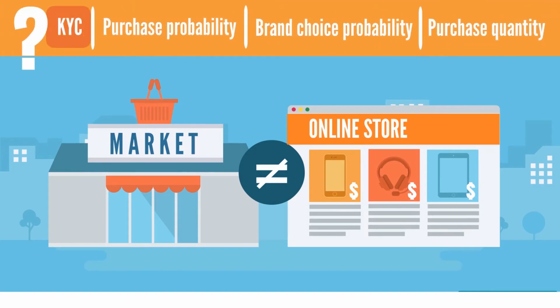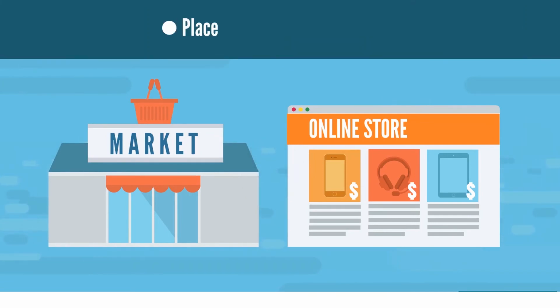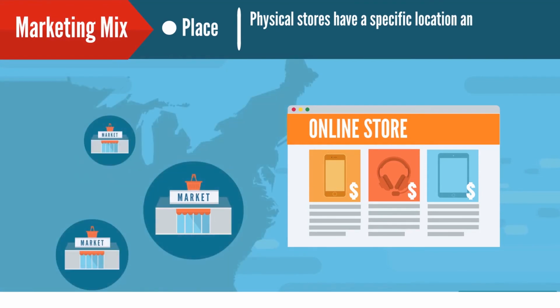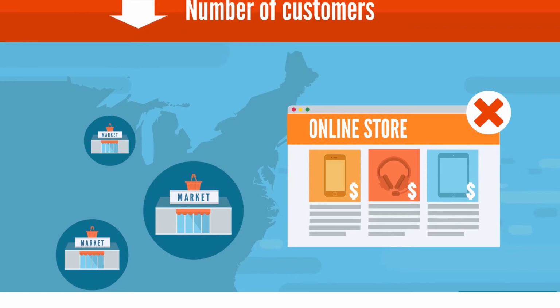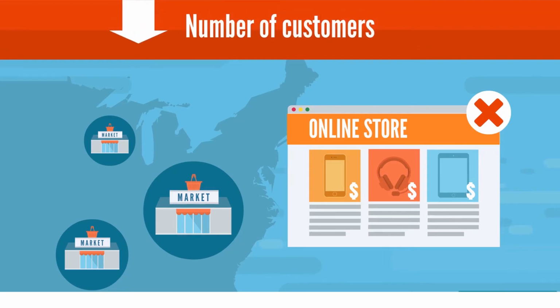First, who are the customers and what customer segments are there? Well, first and foremost, the biggest difference pertains to the place component of the marketing mix. Physical stores have a specific location and online stores do not. This means that, as marketing data scientists, we shall expect to see a much lower number of customers shopping at a particular physical store than at an online store. The main reason is that physical stores are, well, physically restricted.